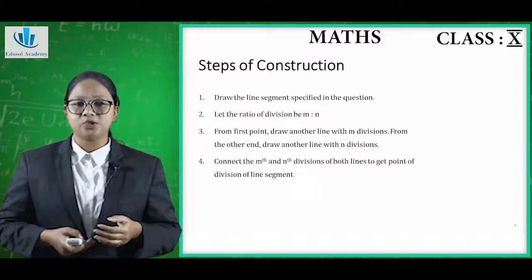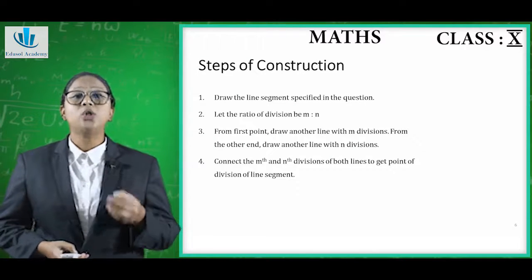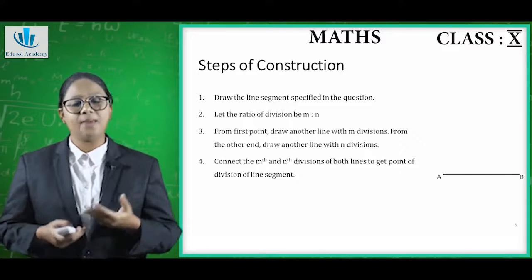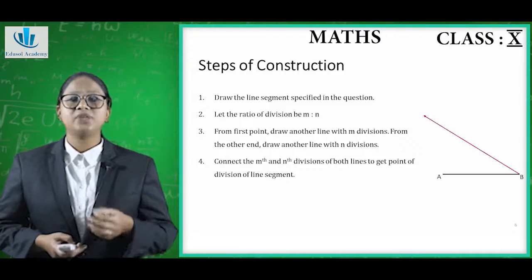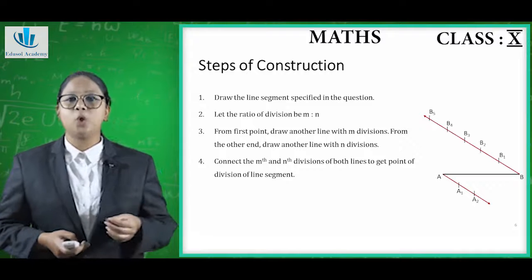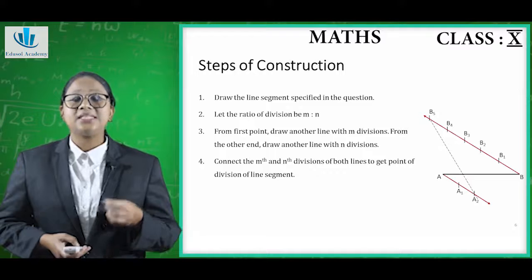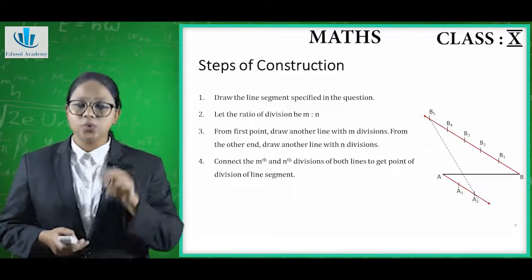Again, the steps of construction for the general method: to begin with, draw the line segment which is specified in the question. So AB, that is 7.6 centimeter. Let the ratio of division be m:n, that is 2:5. Now from the first point, draw another line with m divisions, that is AX with A1 and A2, 2 divisions.